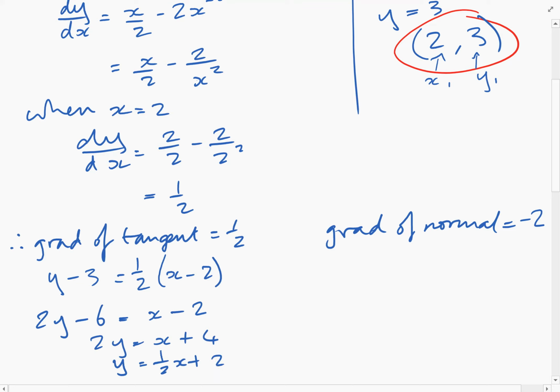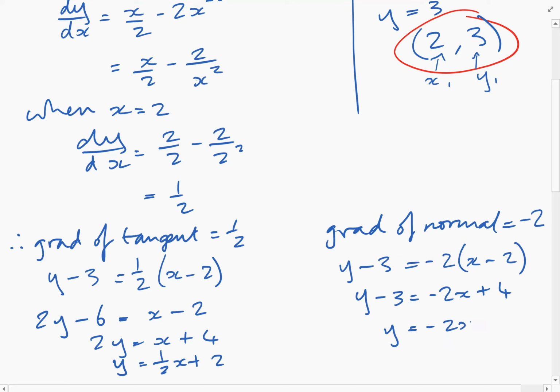Let's do similar for the normal. Y minus, we use the same point, the one circled in red up there. So y minus 3 equals minus 2 times x minus 2. Y minus 3 equals minus 2x plus 4. And so y equals minus 2x plus 7. Okay, so we now have the equation of the tangent here, and we have the equation of the normal here.